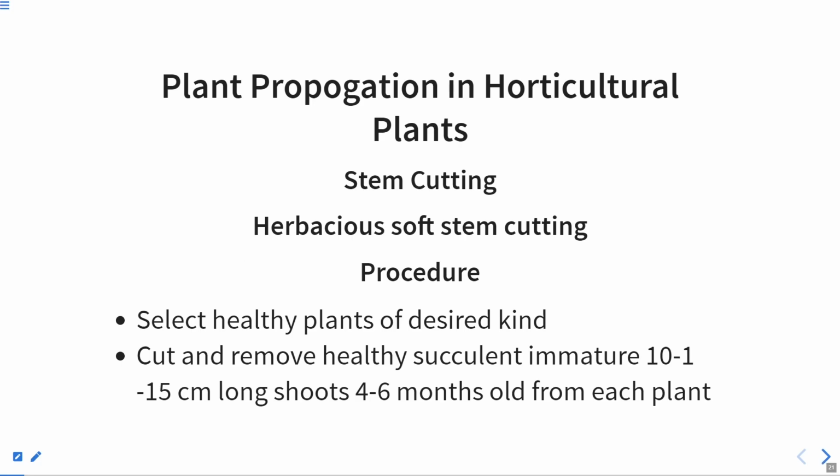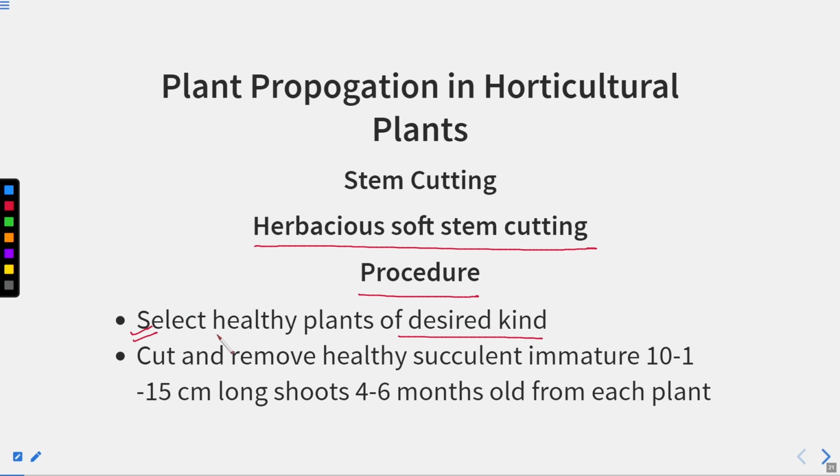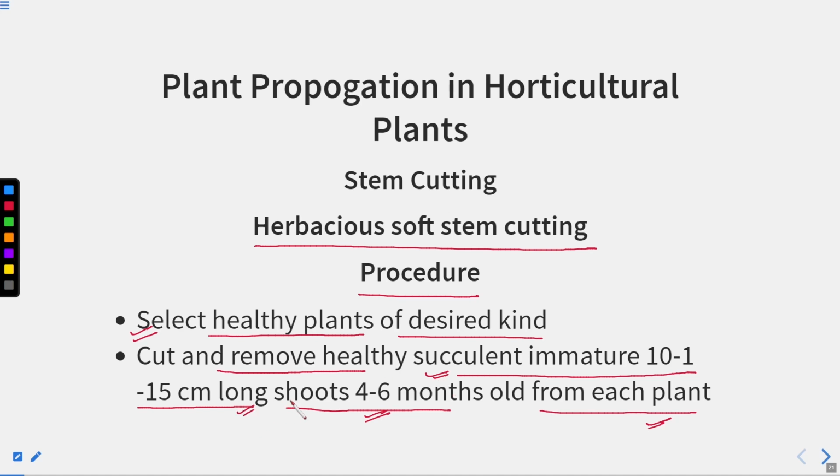So let us discuss the herbaceous soft stem cutting. What is the procedure for this? Select a healthy plant of the desired kind. So we have to select one healthy plant, right? Cut and remove the healthy succulent immature 10 to 15 centimeter long shoots, 4 to 6 months old, from each plant. So you have to take a plant that is 4 to 6 months old and cut a succulent immature stem that is 10 to 15 centimeter long, right?